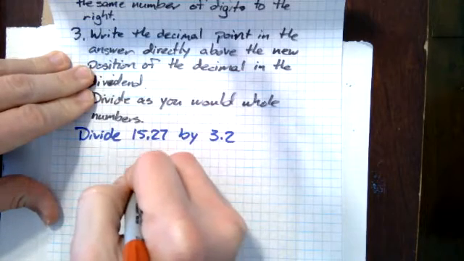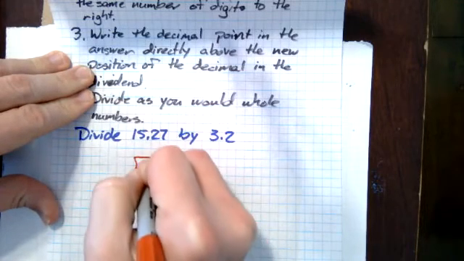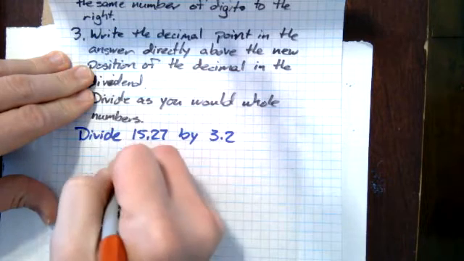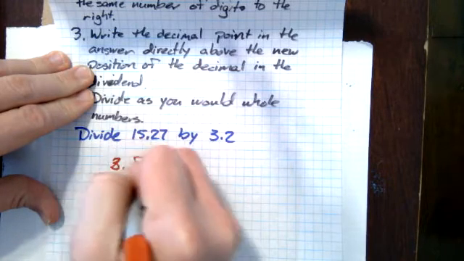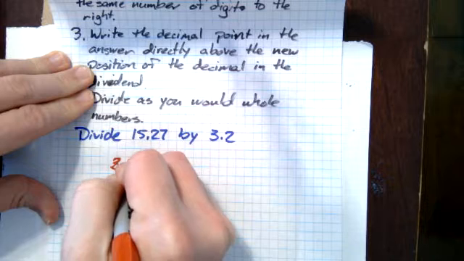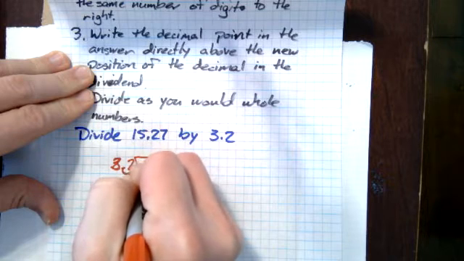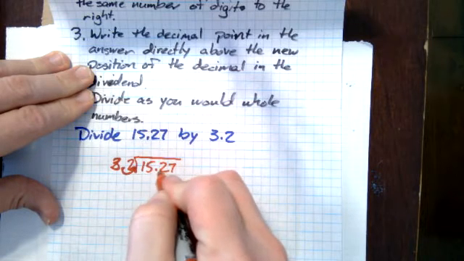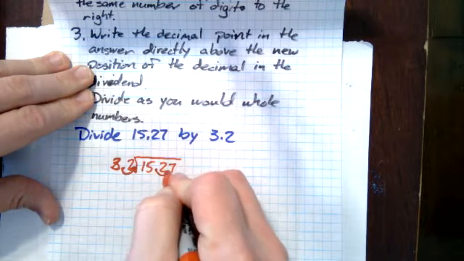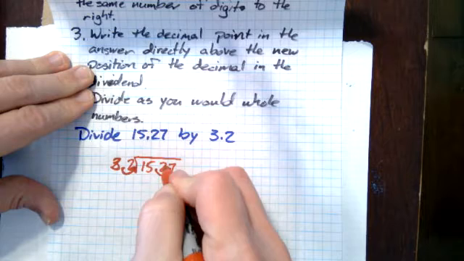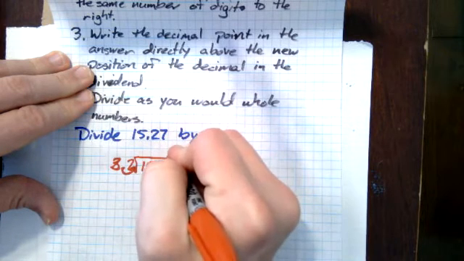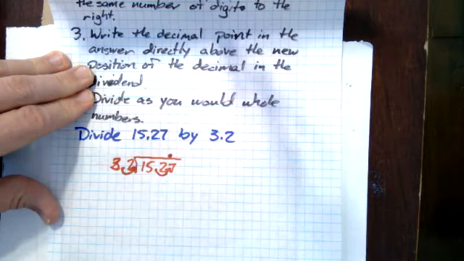So I set this up. In here is my dividend, 15.27, and here is my divisor, 3.2. And I take the decimal in the divisor and I move it to the end, so it becomes 32 instead of 3.2. And I take the decimal in the dividend and move that the same number of places, so it's 152.7 rather than 15.27. And then I put the decimal right here.